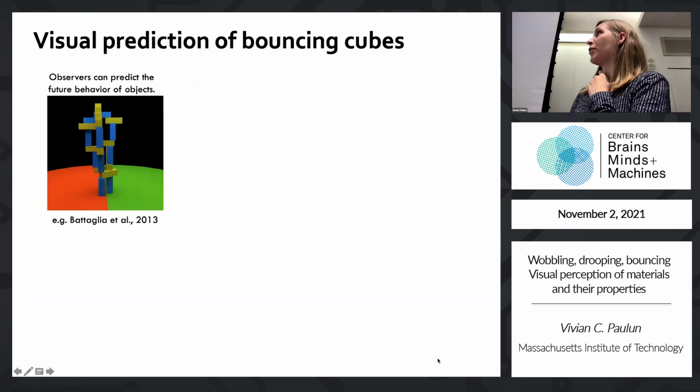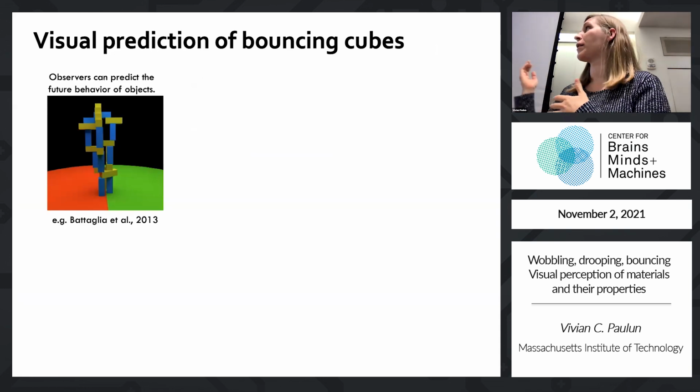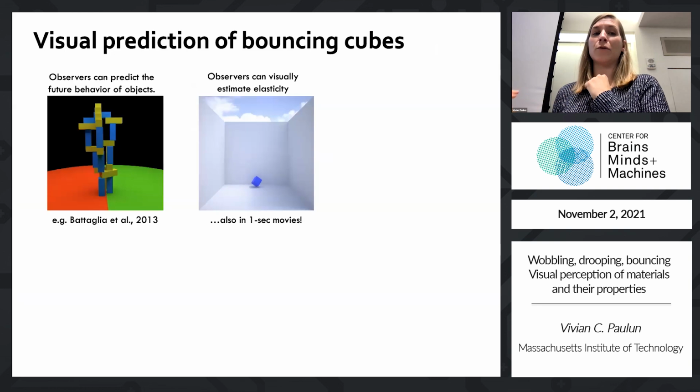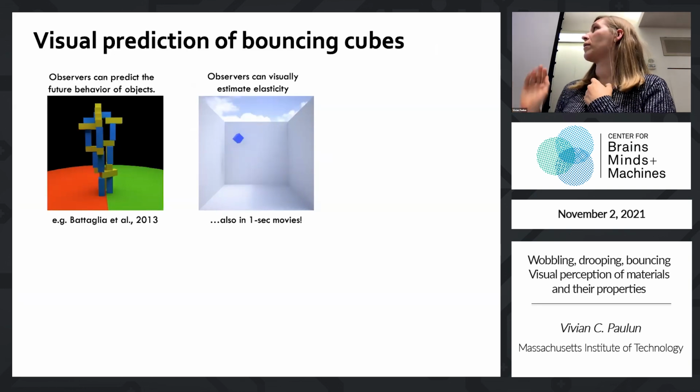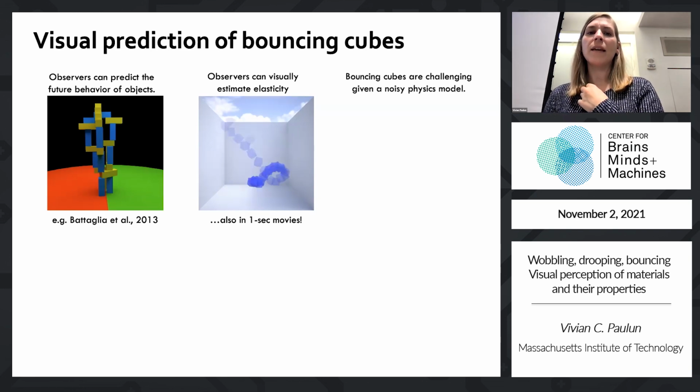So we know from other studies that observers can predict the future behavior or states of objects. For example, whether this block tower is going to fall left or right. And in the first part of the talk, I hopefully convinced you that observers are able to visually estimate elasticity, also in these short movie clips of just 1 second. Yet the internal physics model is often reported to be noisy and imperfect. And given bouncing cubes, this is very challenging because even small deviations of individual parameters can drastically alter the trajectory.